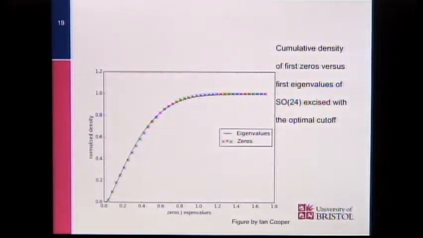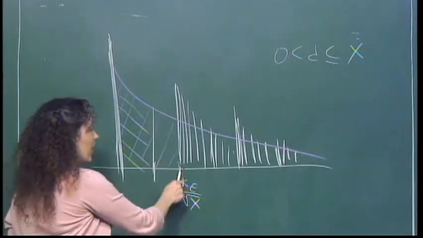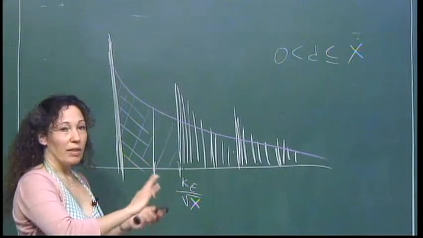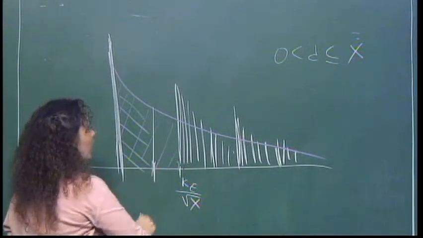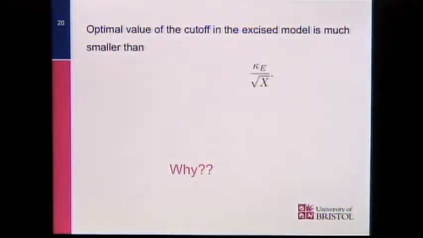But whenever I talk about this, there are at least two questions that always come up. The first one always bothered me: the optimal value of the cutoff in the excised model is much smaller than the obvious cutoff. Initially we said we'll take the cutoff to be here, where we have the smallest L value, but that isn't the value that works. The one that works is somewhere over here. And so the question is why is it sitting in the middle of the gap there?